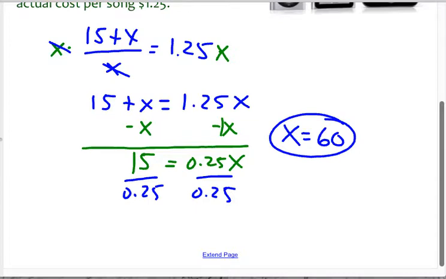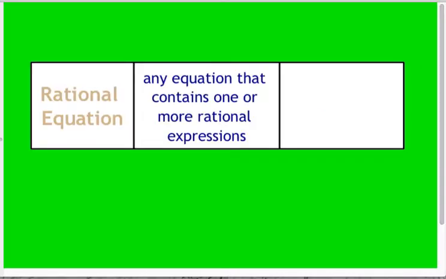So that was our first little work with rational equations. Here we go: a rational equation is any equation that contains one or more rational expressions or ratios. Well, we just had that last one. Another way to look at one may be 5 over x plus 3 over 2x equals 1/2. This is an example of a rational equation that we will be solving.